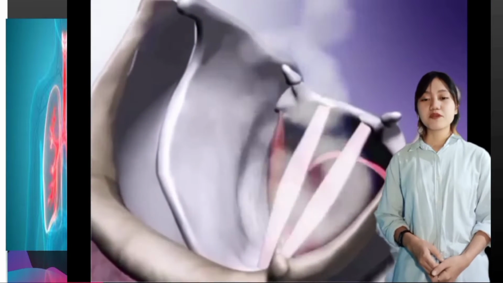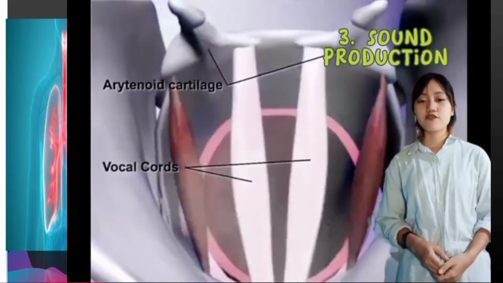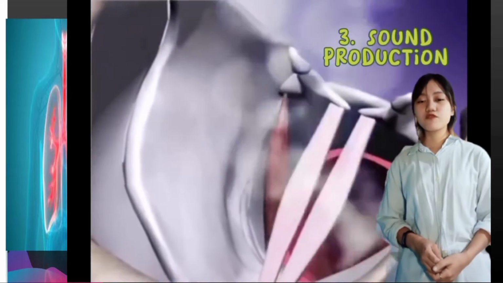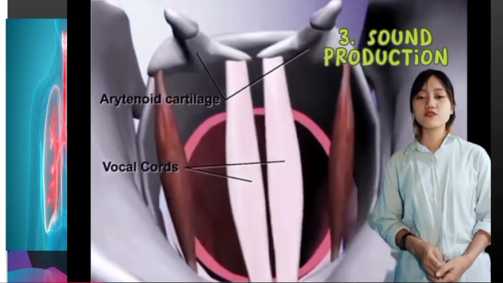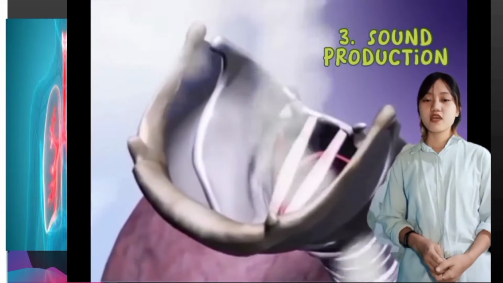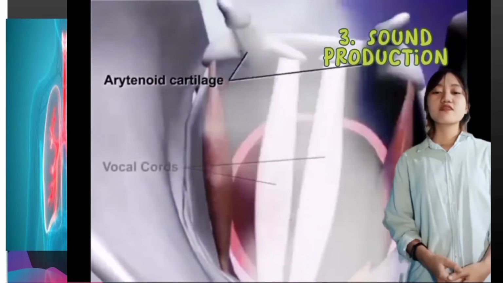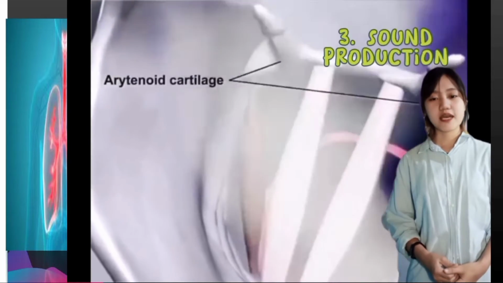Next is sound production. Air flows from the lungs through the larynx, or voice box, during exhalation, and muscles in the larynx move the arytenoid cartilage when we talk. The vocal cords, also known as vocal folds, are pushed together by the arytenoid cartilage. When the cords are pressed together, air passing through causes them to vibrate, which produces sound.